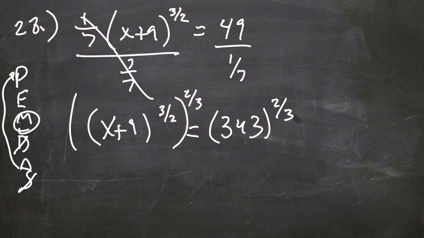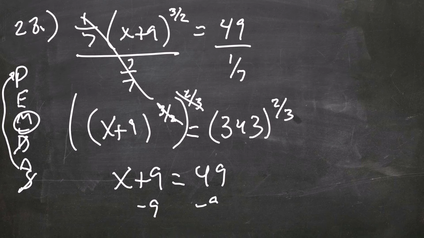Alright, so I take both sides to the 2/3 because remember that's the reciprocal. I get x plus 9 equals 49. Now I have to subtract 9 from both sides. So I get x equals 40.